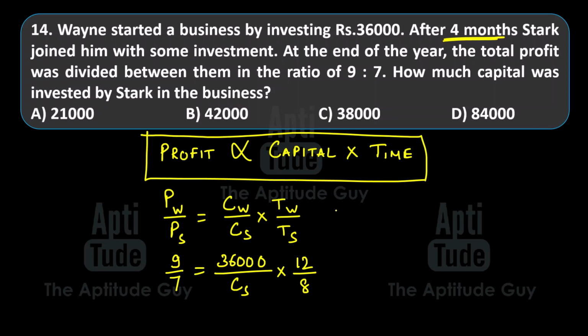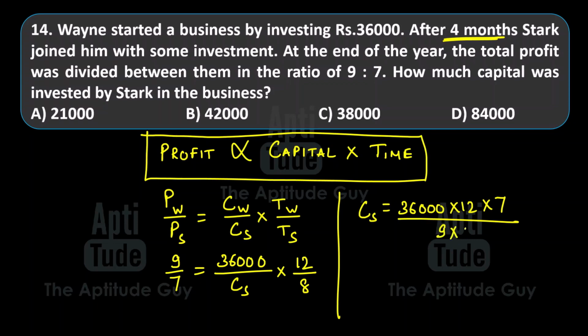That's it. All we need to do is solve for capital of Stark. This is equal to 36,000 into 12 into 7 divided by 9 into 8. When you solve this, you will get 42,000 as the answer. Answer is option B. Now, if at all you end up writing 4 over here instead of 8, then you'll end up getting option D as the answer. But the answer is option B.